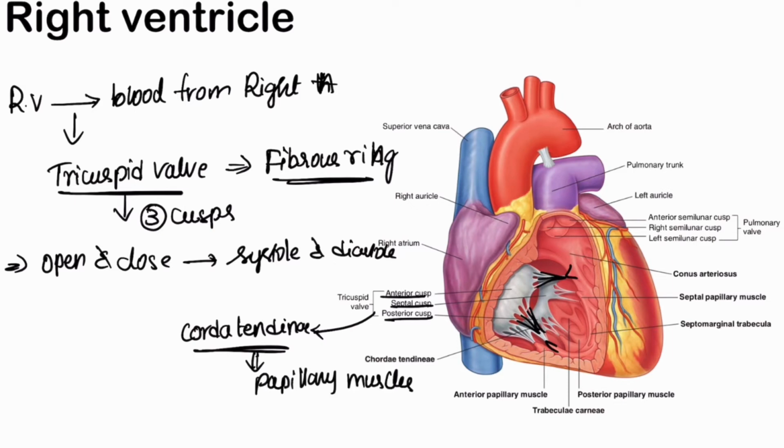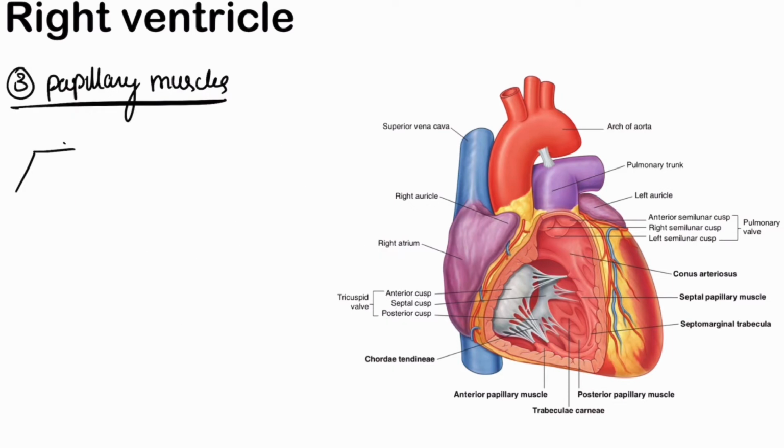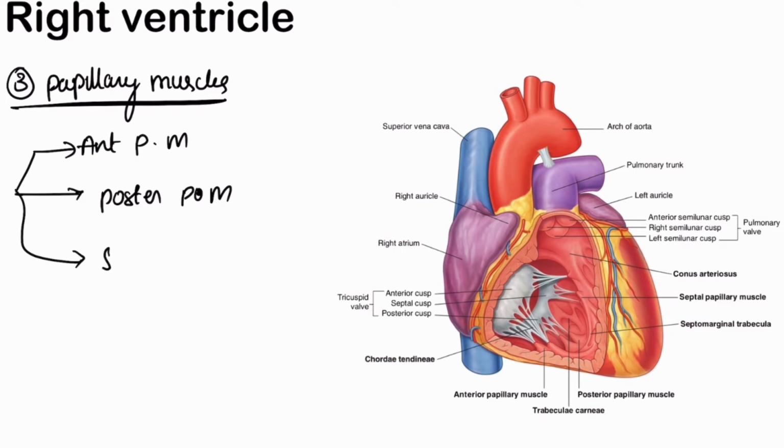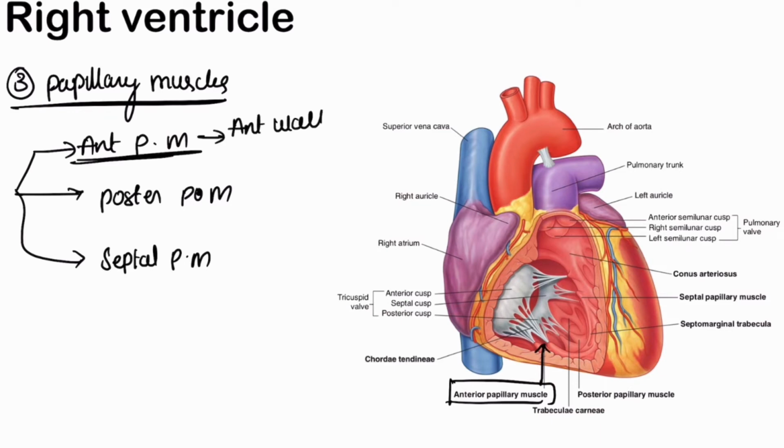We have three papillary muscles. They are the anterior papillary muscle, posterior papillary muscle, and septal papillary muscle. These are the anterior papillary muscles here. These are present in the anterior wall, and this anterior papillary muscle is the largest of the three. This anterior papillary muscle attaches to the anterior cusp and the posterior cusp with the help of chorda tendineae.